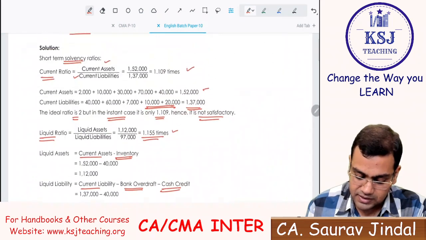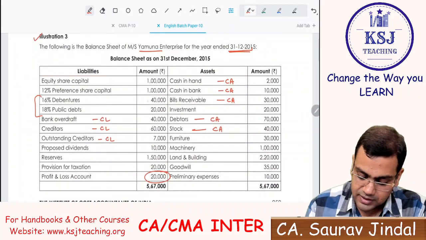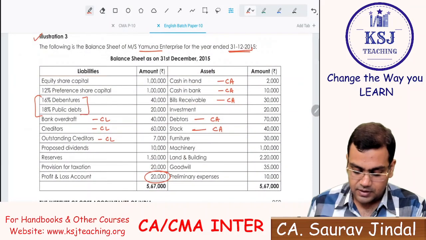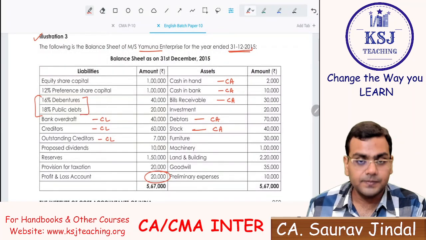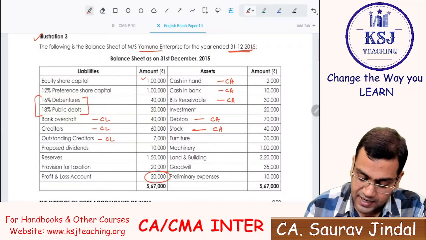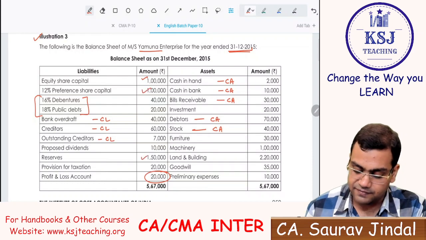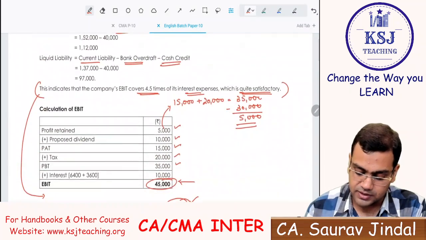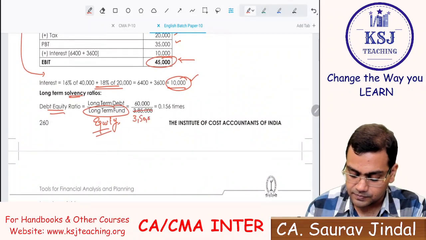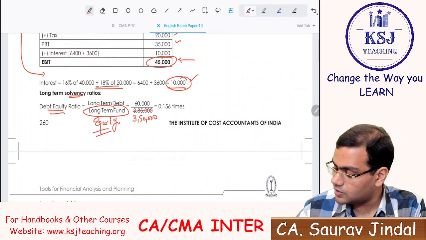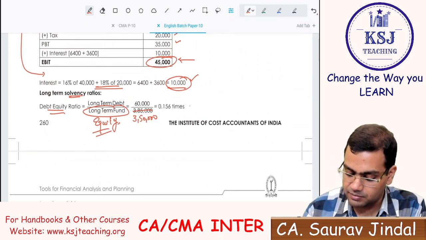So it will be 60,000. 60,000 is debentures plus debt, right? And what about the equity? It will be 1 lakh plus the reserves of 1,50,000, so it will be 3,50,000. So 60,000 divided by 3,50,000 will come to 0.171, right?